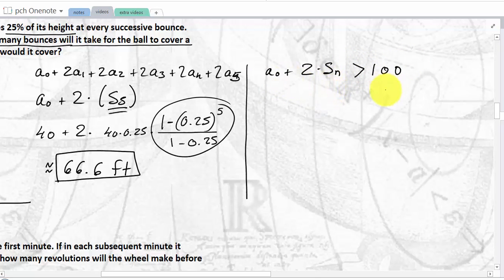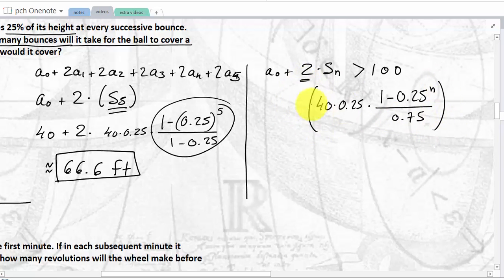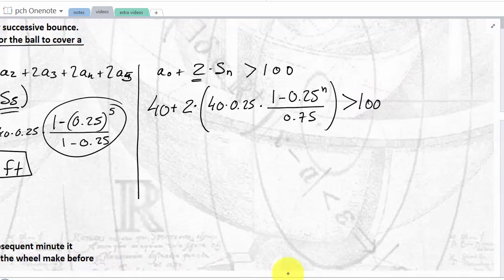So how do I solve that? Well, that's pretty okay. Sn is A1, so 40 times 0.25 right here, that's A1, times 1 minus 0.25 to the n over 1 minus 0.25, well, that's 0.75, okay? So we multiply all of that by 2. That's Sn right here. You multiply this by 2. You add A0, so you add 40, and you want to be over 100. We need to solve that, okay?